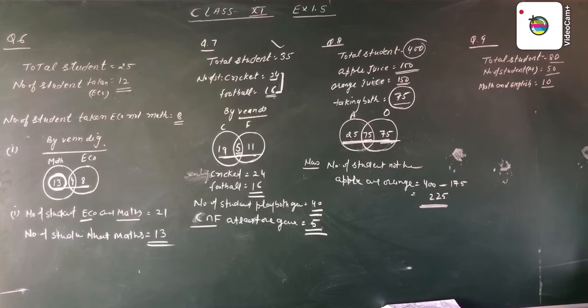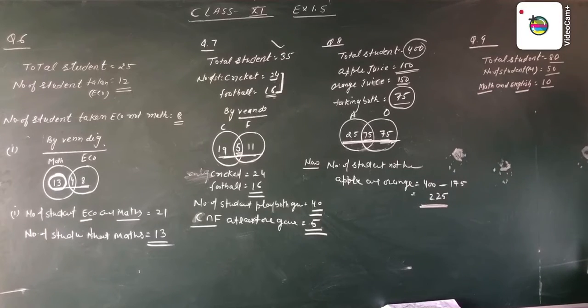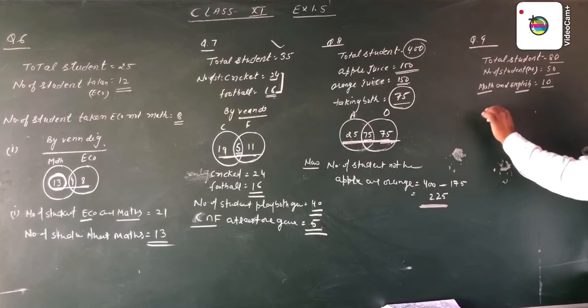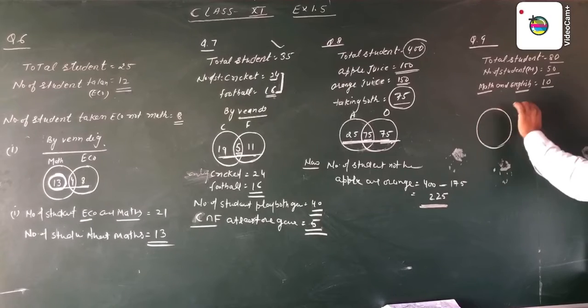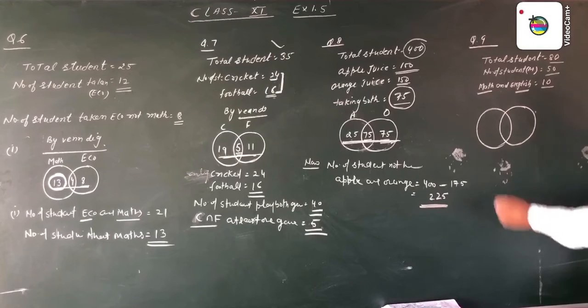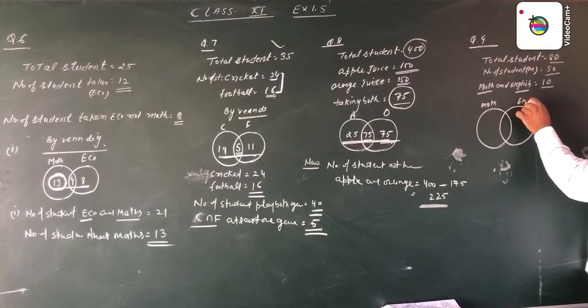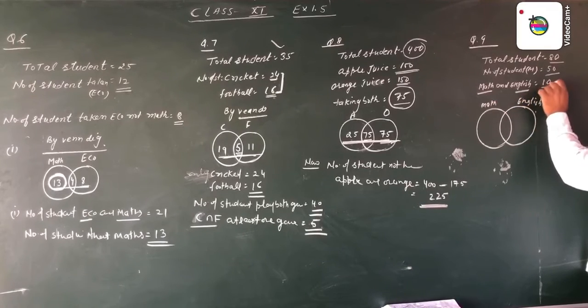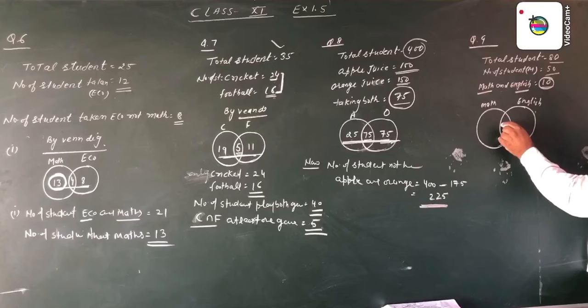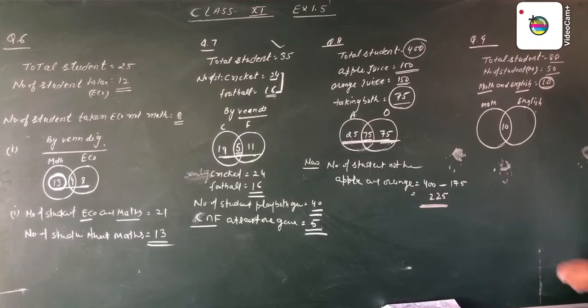Now we solve by this Venn diagram. This is the Venn diagram of two subjects, math and English. This is the circle of math and this is the circle of English. This is the common area of both. Now we write maths and English. Now there are 10 students common in both. We have taken English and mathematics.